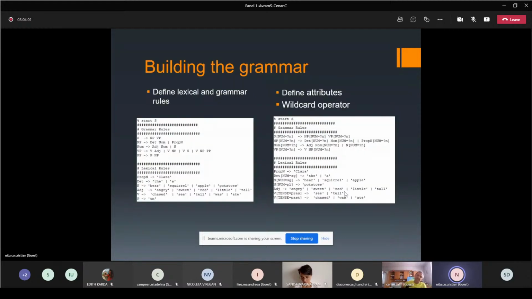The first step is to build the grammar. Here we have to define the lexical and grammar rules, which are used in order to parse the sentences. On the left side, we can see that we can parse sentences like Clara ate potatoes, which is grammatically incorrect. In order to avoid this type of mistake, we define attributes, which can divide, for example, the nouns into 2 categories based on the number of the noun. The wildcard operator helps in the agreement between nouns and verbs, for example.